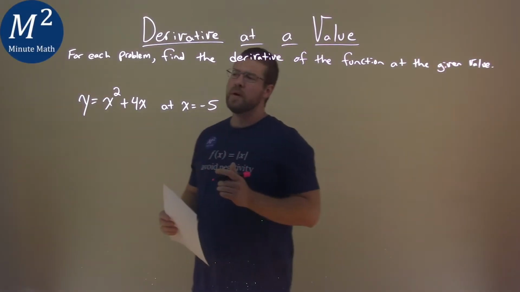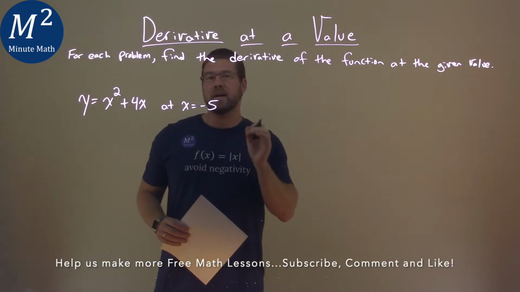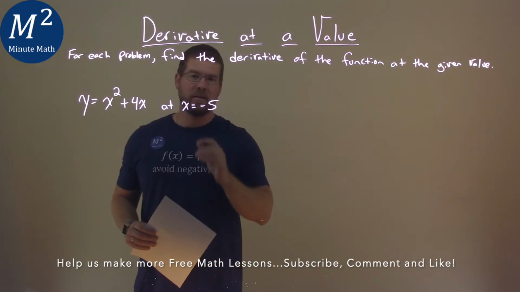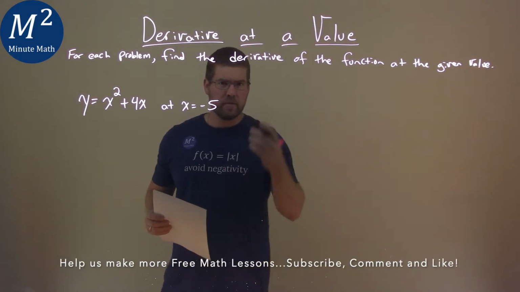We're given this problem right here, y equals x squared plus 4x at x equals negative 5, and that is where we defined the derivative. Well, first things first, I need to find the derivative.